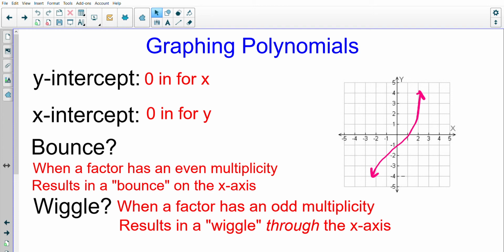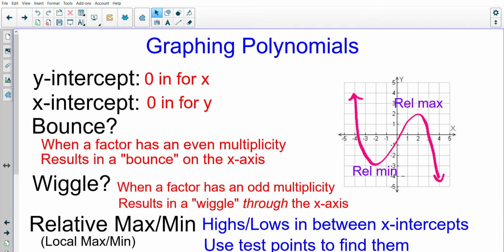So I've got a picture here of a wiggle at positive 1. When we factor it, what we'd have for a factor is x minus 1 to the third power, or x minus 1 to the fifth power. So we've got an odd multiplicity there.